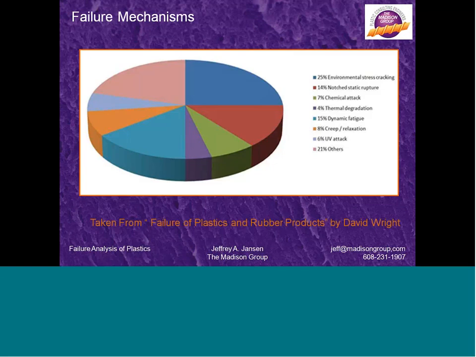A study was done in Europe of about 5,000 failures a while ago, and they looked at the types of failure mechanisms that played an important role in plastic part failure. And the number one cause of plastic part failure was environmental stress cracking. And I would certainly say that that's true. I've conducted a little over 1,000 failure investigations, and I would say that that's right on the money. Approximately 25% of all plastic parts fail through environmental stress cracking.